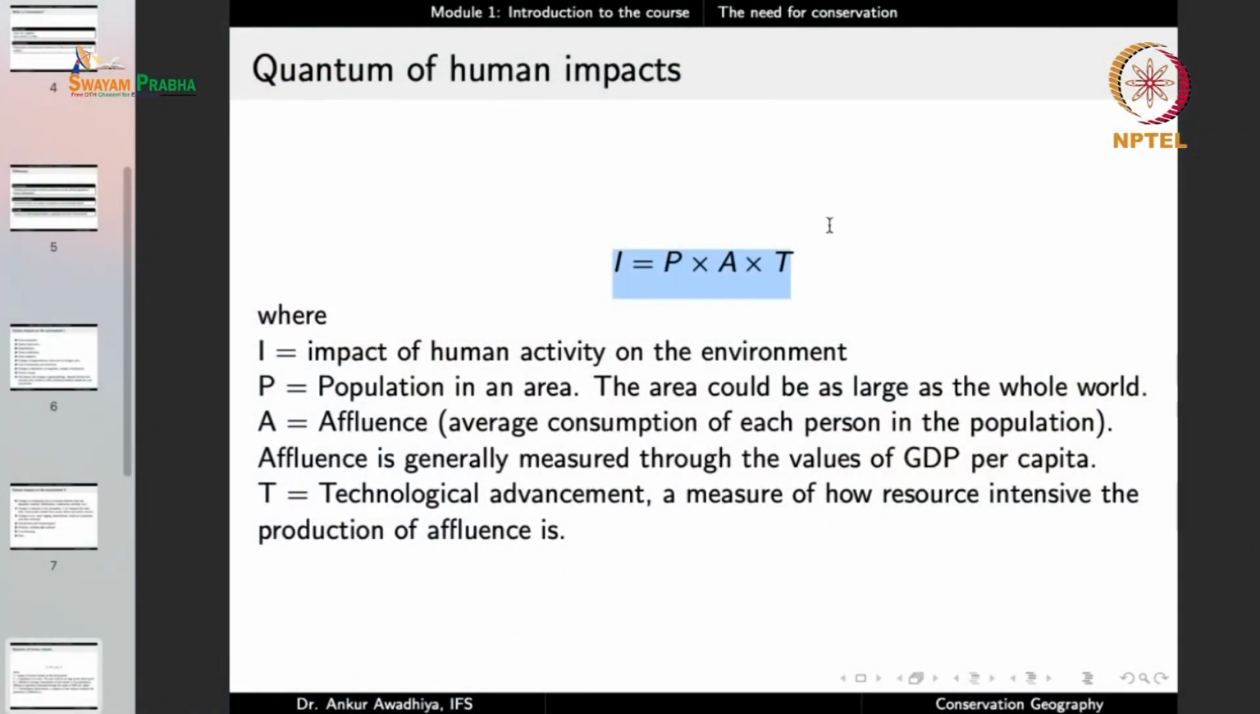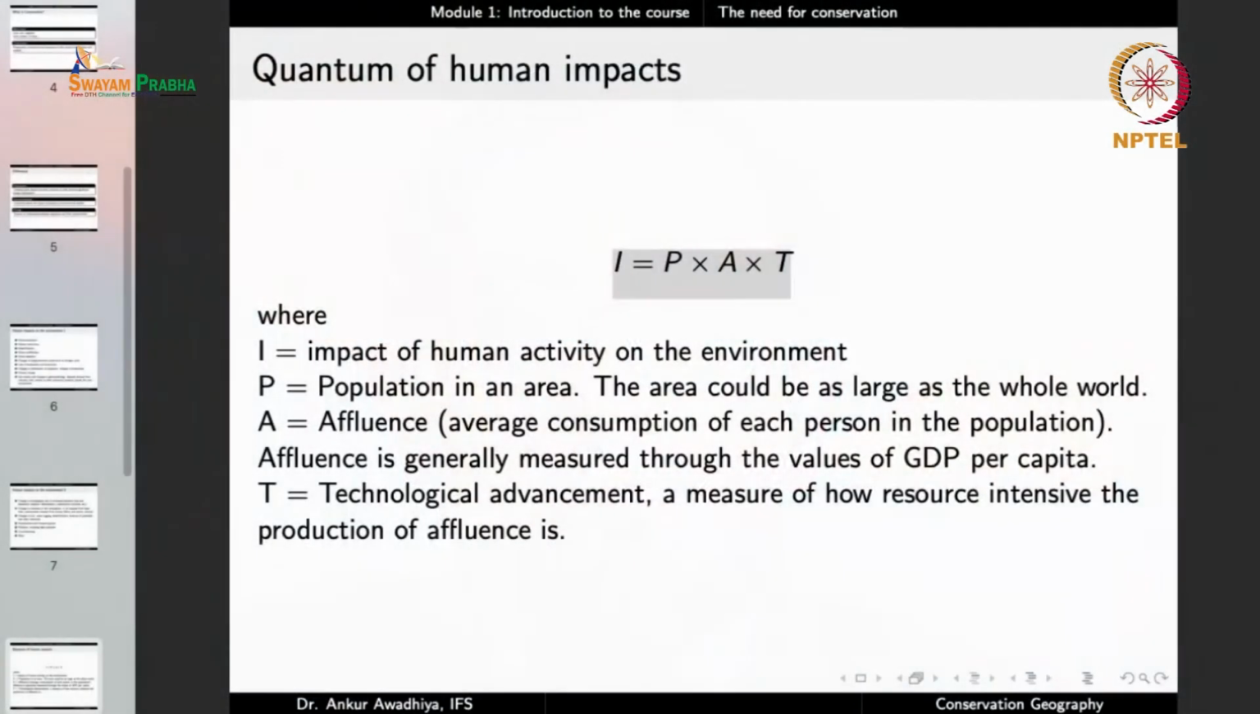So conservation is important because we have already had huge impacts on the environment. And now we are also facing the music. We are suffering the consequences. Our crops are failing, we are getting more and more diseased, our ecosystem services are now failing, and so on. So we need conservation if we need to survive.